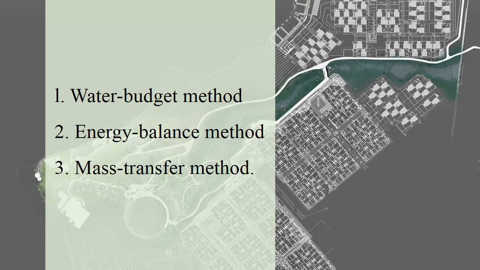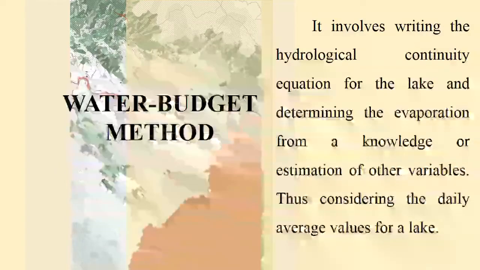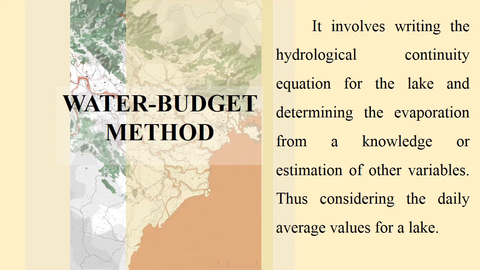The determination of lake evaporation can be broadly classified into 3 categories: water budget method, energy balance method, and mass transfer method. Water budget method. It involves writing the hydrological continuity equation for the lake and determining the evaporation from a knowledge or estimation of other variables, thus considering the daily average values for a lake.